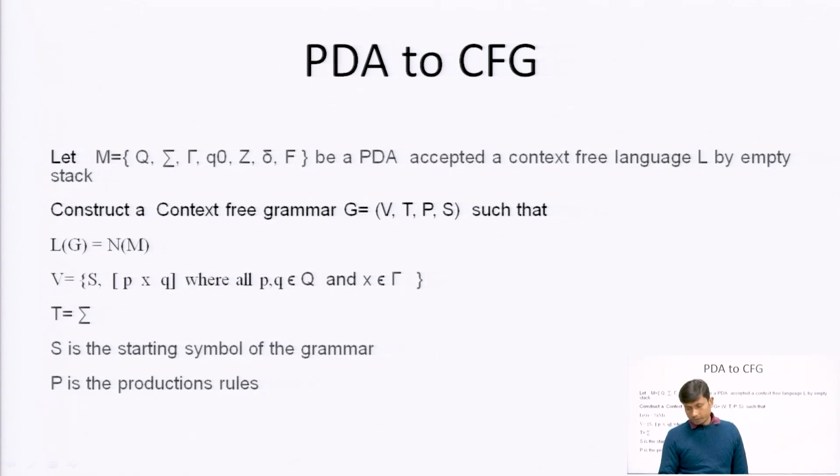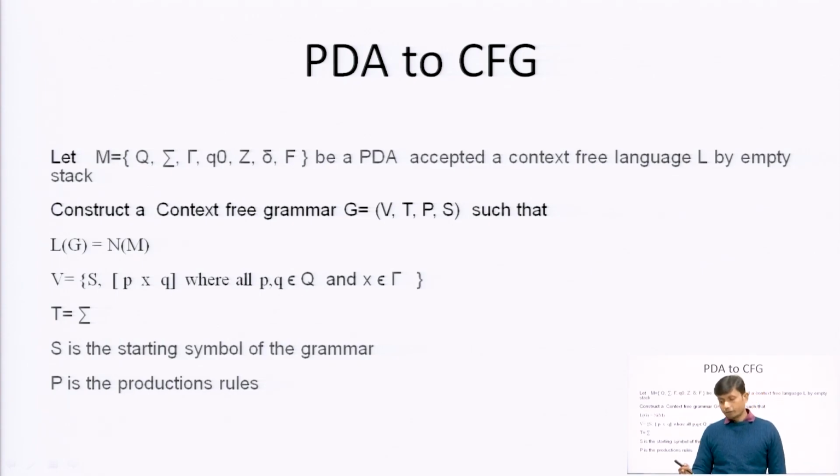So we already know these tuples of a pushdown automaton. Here we have to construct a context free grammar. You know that a context free grammar has 4 tuples: V, T, P, S. V is the set of variables, which you can say are non-terminals, T is the set of terminals, P is the productions, and S is the starting symbol of the grammar. So here we have to design a context free grammar from the pushdown automaton.